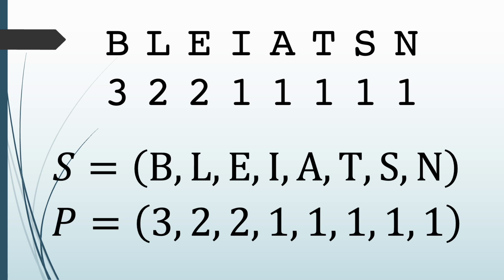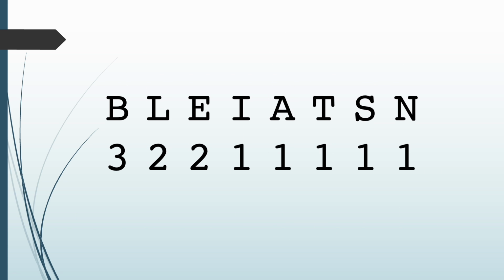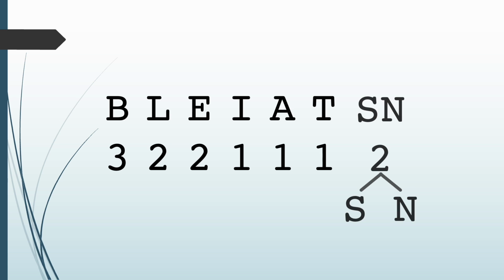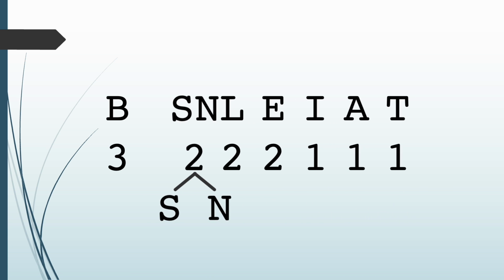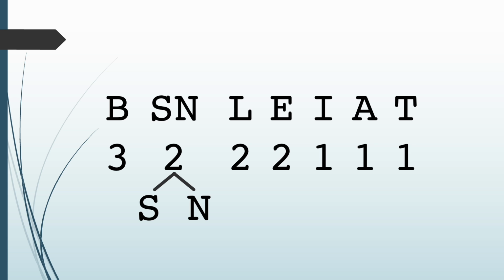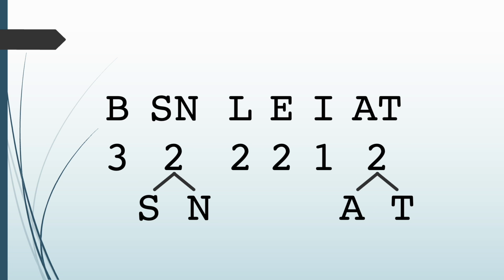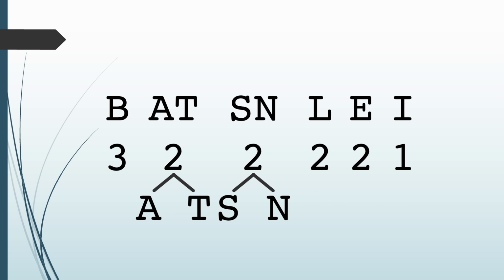Now we are going to make the Huffman tree. Select the rightmost items, S and N, and combine them to be one item, SN. Add their probability, so 1 plus 1 equals 2, and draw branches from SN's probability of 2 to S and N. Bring the new item SN to the leftmost of the same sized probability, which is between B3 and L2. Next we do the same with A and T. Bring the new item AT and put it between B3 and SN2.